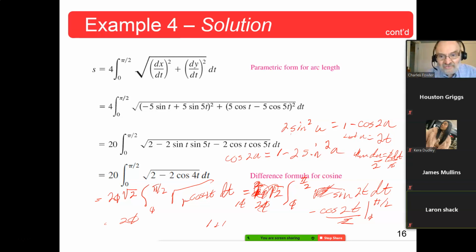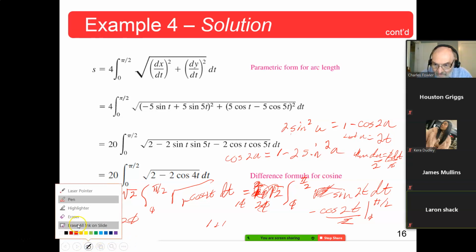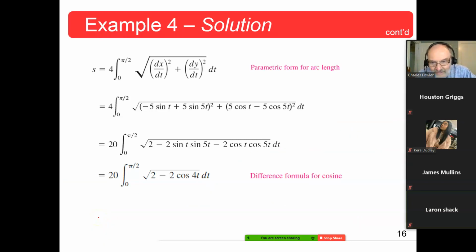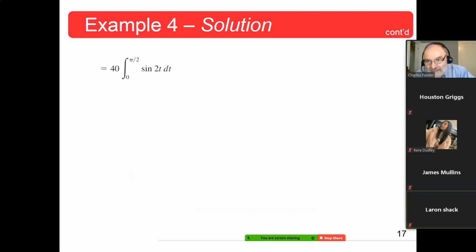They skipped steps like crazy. I'm going to erase all that I have here, and I can do that now. I didn't think I could before, but I'm going to erase all the ink on the slide. Okay, and they take this down to, and they use a double angle formula to get that, and they factor out a 2. That's where the 40 came from.